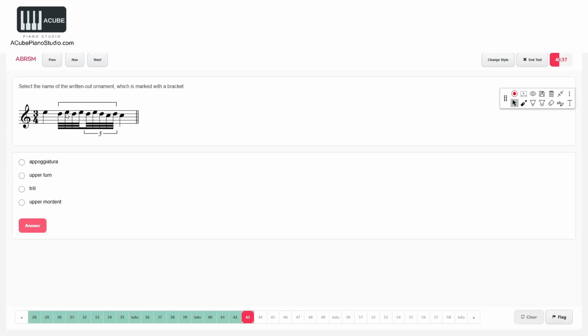Okay, next, da da da da da da da da da da da. So once you look at this, appoggiatura don't have so many notes. One turns also not so many notes. So this is a trill. We have so many notes, very likely it's a trill.